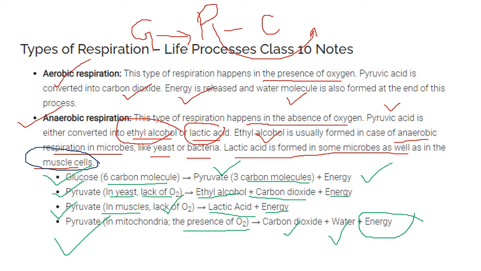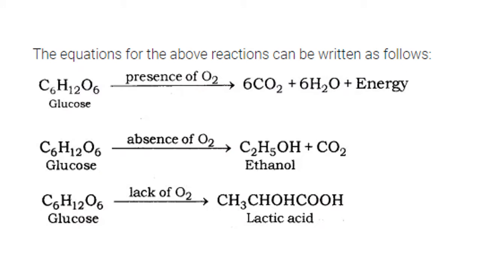And lactic acid is formed mostly in the muscle cells or in some microbes. And why does it happen in muscle cells? Because sometimes there is a lack of oxygen due to physical activities. So here is the equation of glucose, that is C6H12O6. That means 6 carbon is present, and when it is in the presence of oxygen, what will be formed? 6CO2, 6H2O, and energy is released.